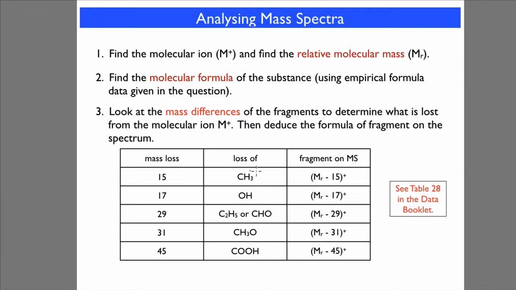So if we look here, you can see if we've lost 15, it's going to be CH3. If we've lost 17, OH. If we've lost 29, C2H5 or CHO. If we've lost 31, CH3O. If we've lost 45, we've lost COOH. Okay? And so it's worth knowing these numbers. These are the very typical fragments. You can see data table 28 in the data booklet too. Then you determine the structural formula.